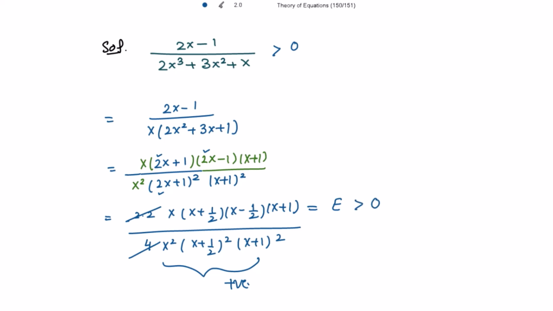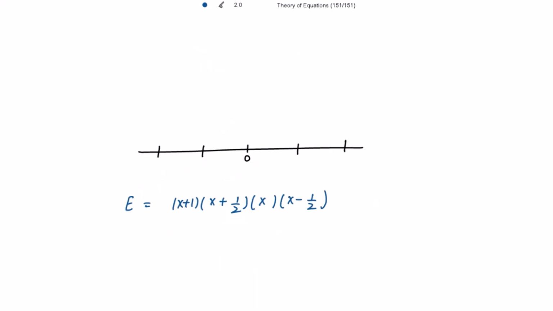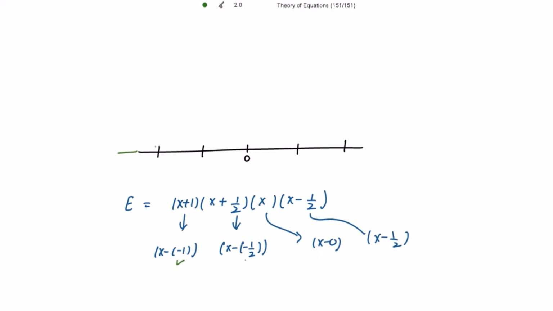So for that, let's make a number line. What points should I plot here? This x plus 1 can be seen as x minus minus 1, and this x plus 1 half can be seen as x minus minus 1 half, and this x can be seen as x minus 0, and it is already x minus 1 by 2. So we are going to plot negative 1, minus 1 half, 0 and 1 half. So this is minus 1 half, this is 1 half, this is negative 1. That's it. Let's divide this number line into the intervals.